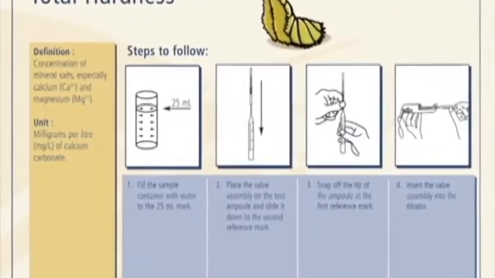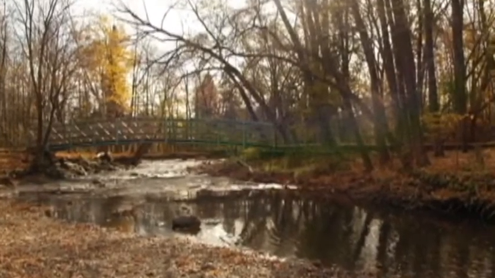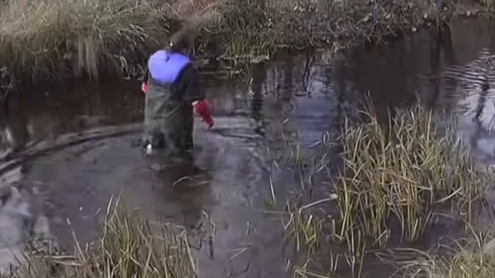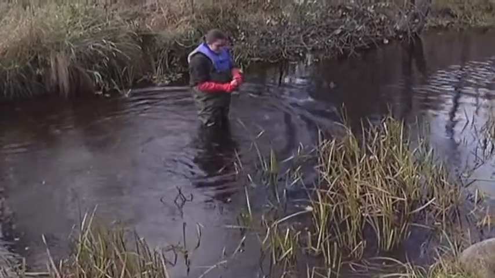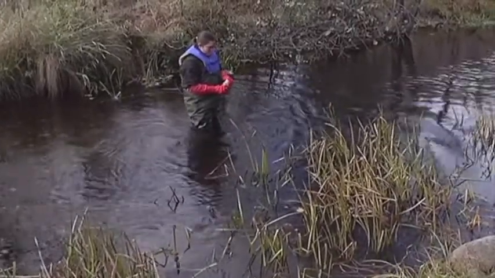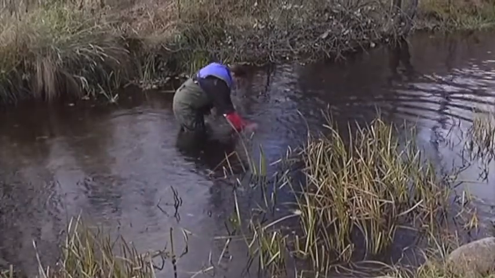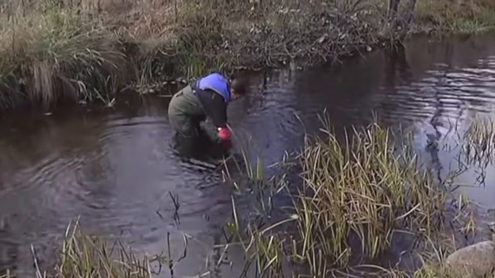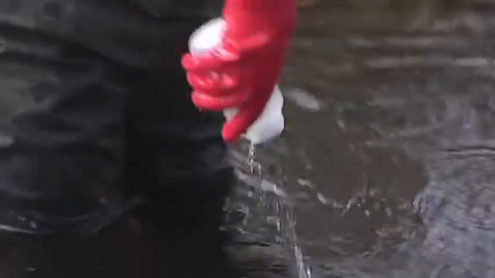Before we go over the details of how to do these analyses, let's look first at how to take a water sample. To take a water sample, walk against the current from downstream to upstream. Hold the sample flask by the base and immerse it 10 centimeters beneath the water's surface, or midway between the surface and the riverbed. Underwater, turn the flask's opening into the current. Push it upstream away from you. Then pivot the flask to the vertical and lift it out of the water. Empty the flask downstream behind you.